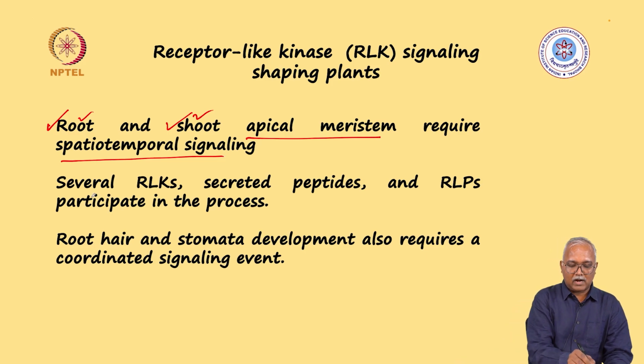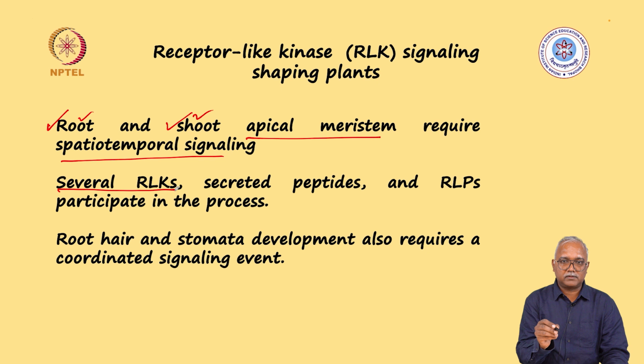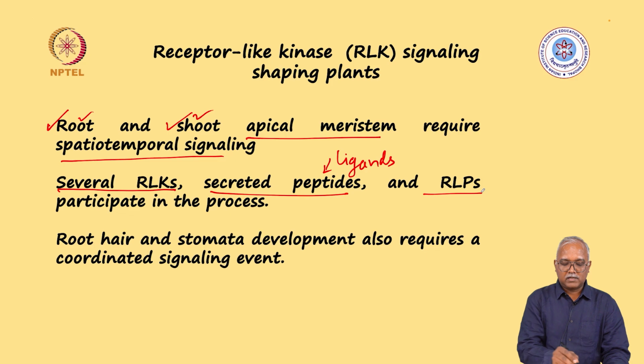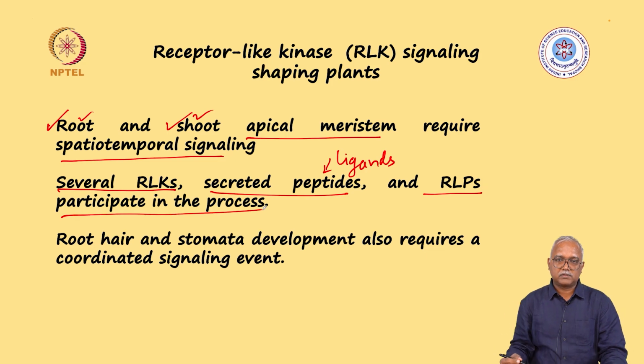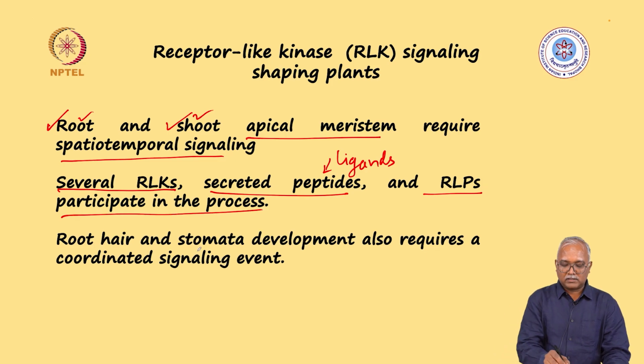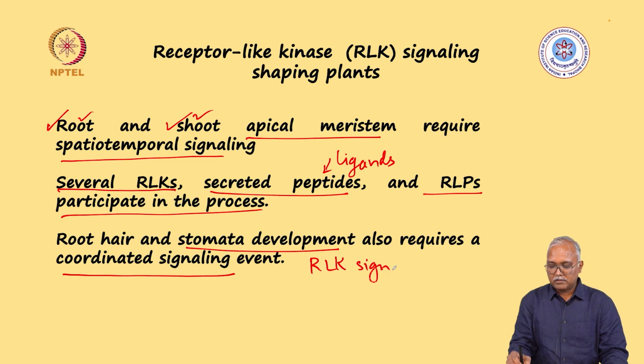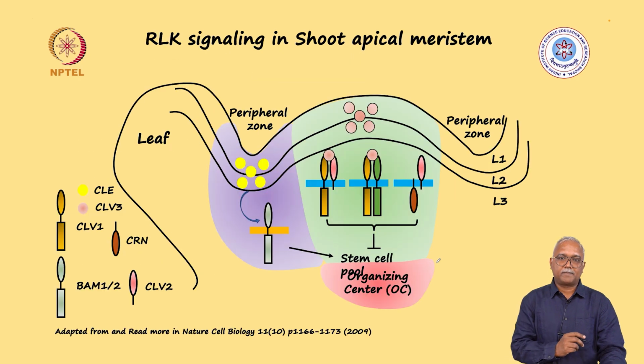Similarly, we will see how different RLKs, receptor-like kinases, the secreted peptides, which are the ligands, and receptor-like proteins participate in this process. We will also touch upon the stomata development aspect, which is mediated by coordinated RLK signaling. So let's start with the shoot apical meristem.